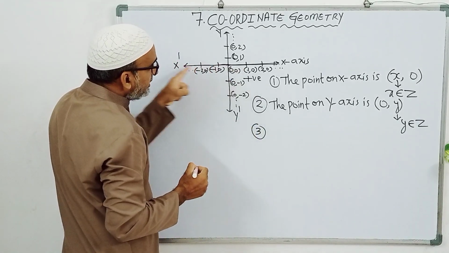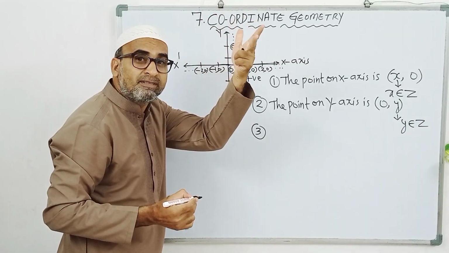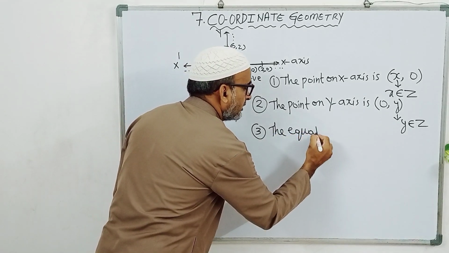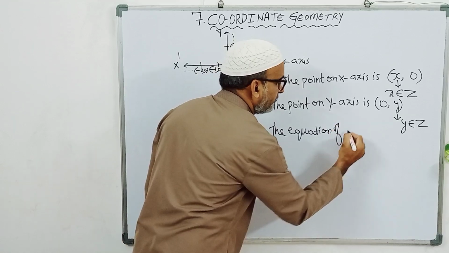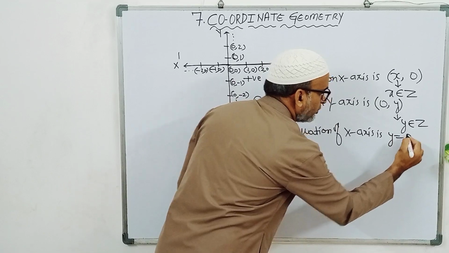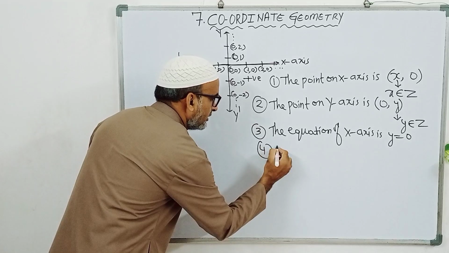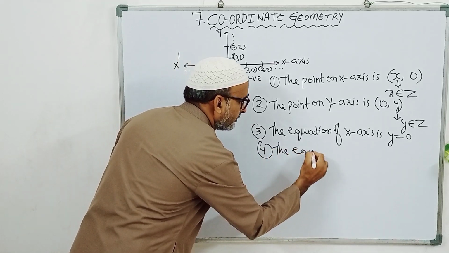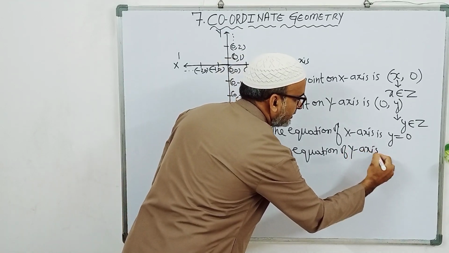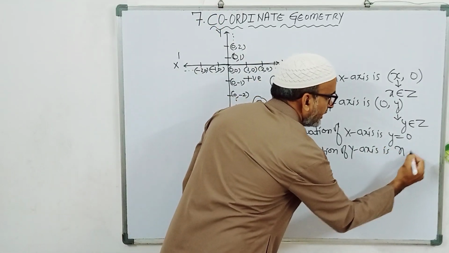Next, third point. Now you see on this x-axis everywhere it is 0, 0, 0. Whose point? Y point. Means the equation of x-axis is y is equal to 0. Why? Because on this x-axis y point is 0. Fourth point. The equation of y-axis is: whose point is 0, 0, 0? X. X is equal to 0.